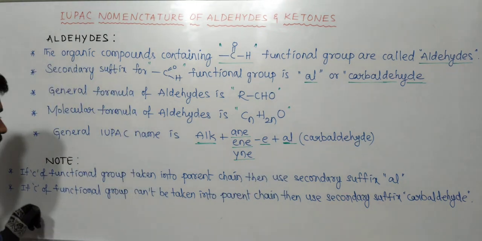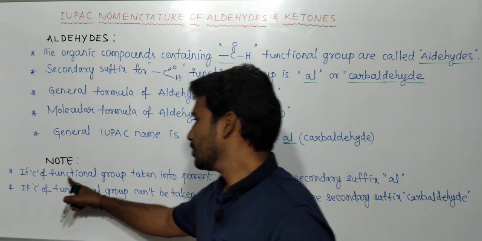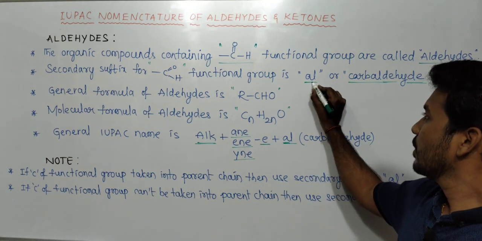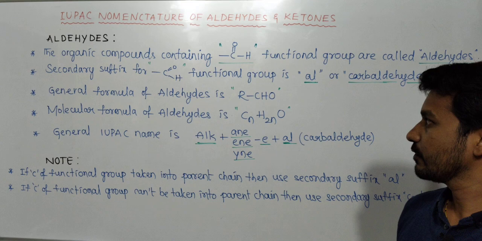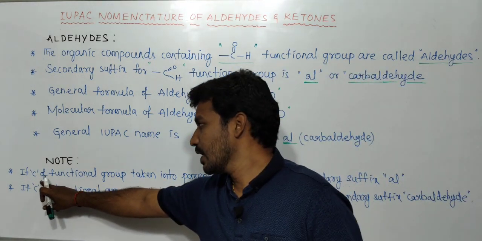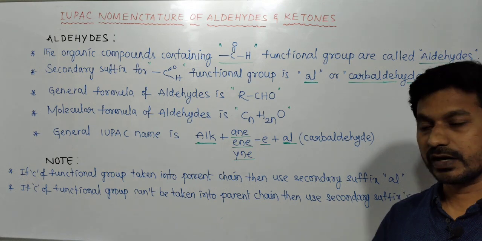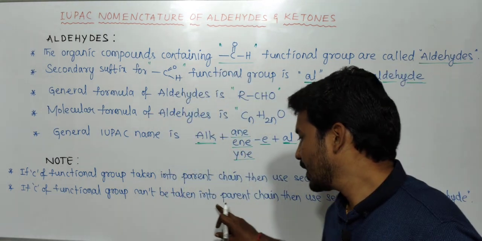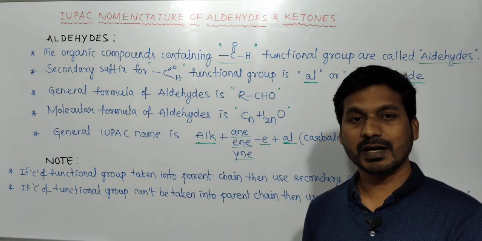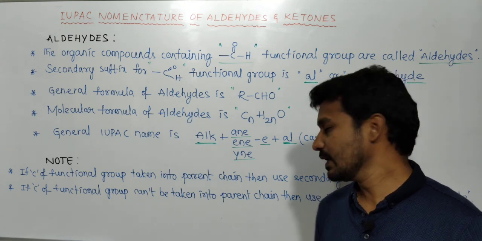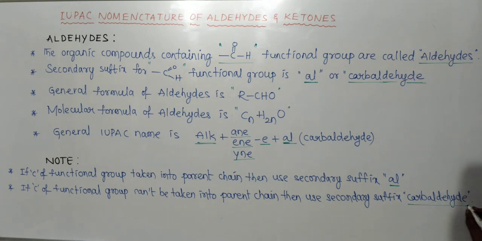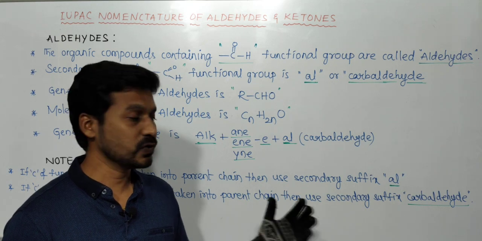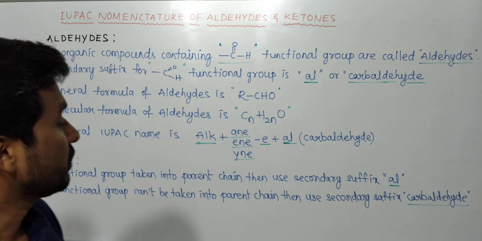Next, this note is important. If the carbon atom of the functional group is taken into the parent chain, then use the secondary suffix al. So there are two suffixes for it. When will we use al? When the carbon atom of the functional group is counted into the parent chain. If the carbon atom of the functional group cannot be taken into the parent chain, we cannot count it, and in such cases we use the secondary suffix carbaldehyde. There are two suffixes for the aldo group: one is al, two is carbaldehyde. Take a screenshot. I am going to give some examples.